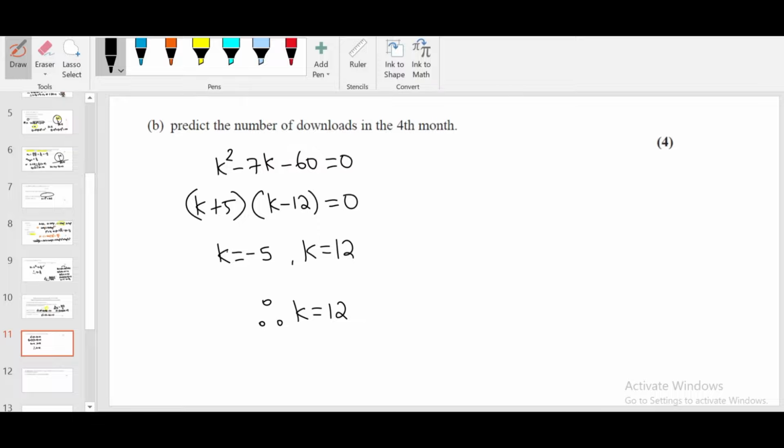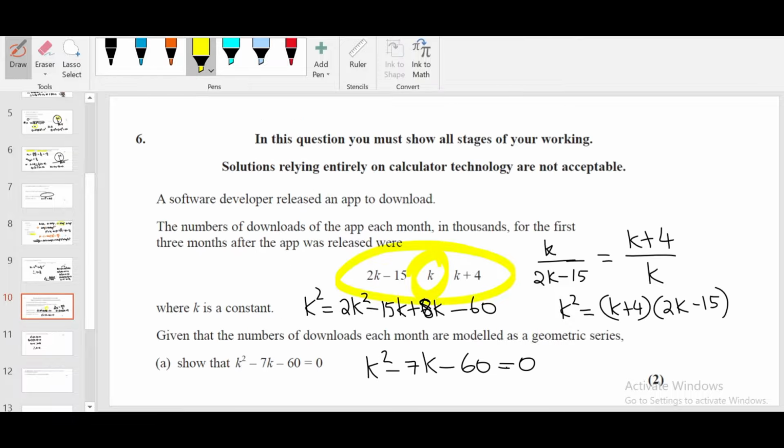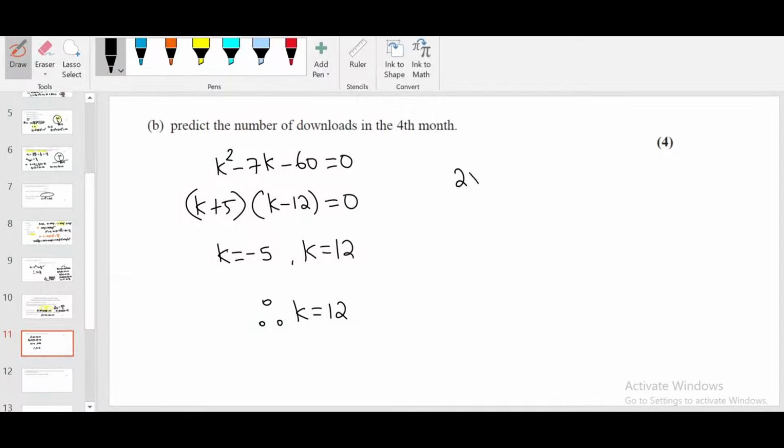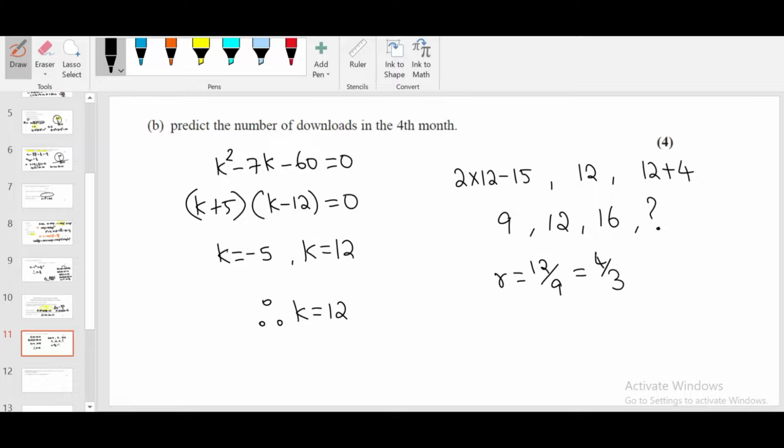Use that k in the original series: 2k minus 15, 2k minus 15, comma k plus 4. So you get 24 minus 15 is 9, 12, 16. They want you to find the fourth term, so you need the common ratio first. The common ratio is 12 over 9, which is 4 over 3. Take the common ratio and multiply by the third term. So the fourth term is 16 times 4 over 3.